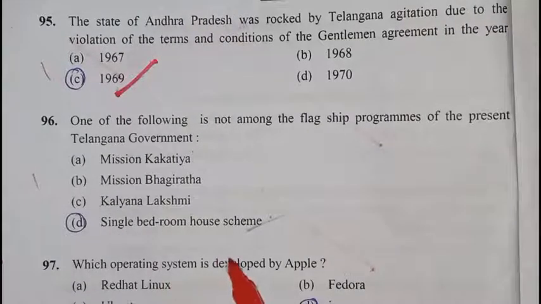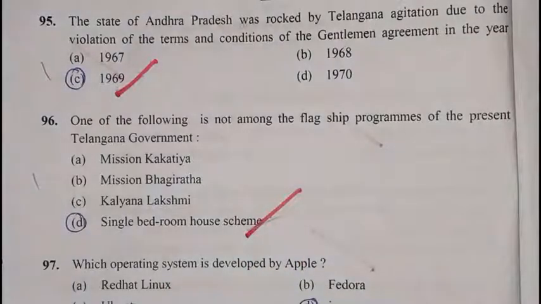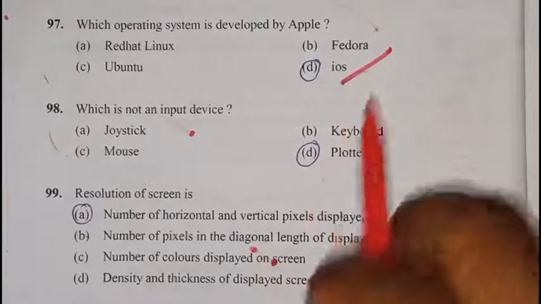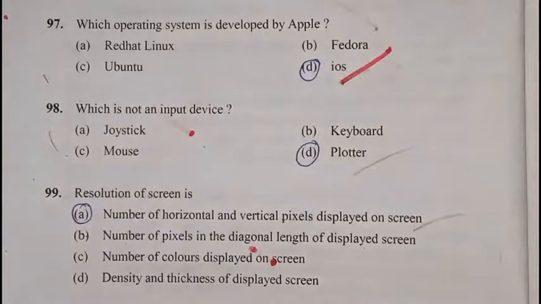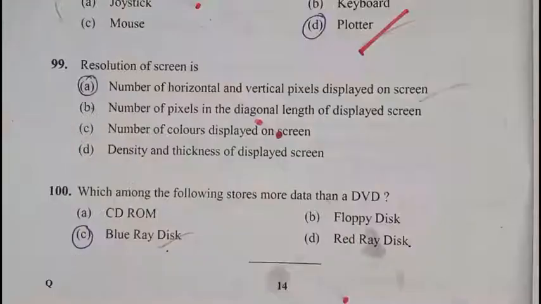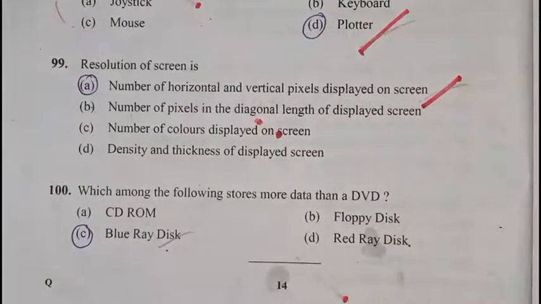Question number 96. One of the following is not among the flagship programs of the present Telangana government. Option D. Single bedroom house scheme. Question number 97. Which operating system is developed by Apple? Answer option D. iOS. Question number 98. Which is not an input device? Answer plotter, option D. Question number 99. Resolution of screen is? Answer option A. Number of horizontal and vertical pixels displayed on screen.